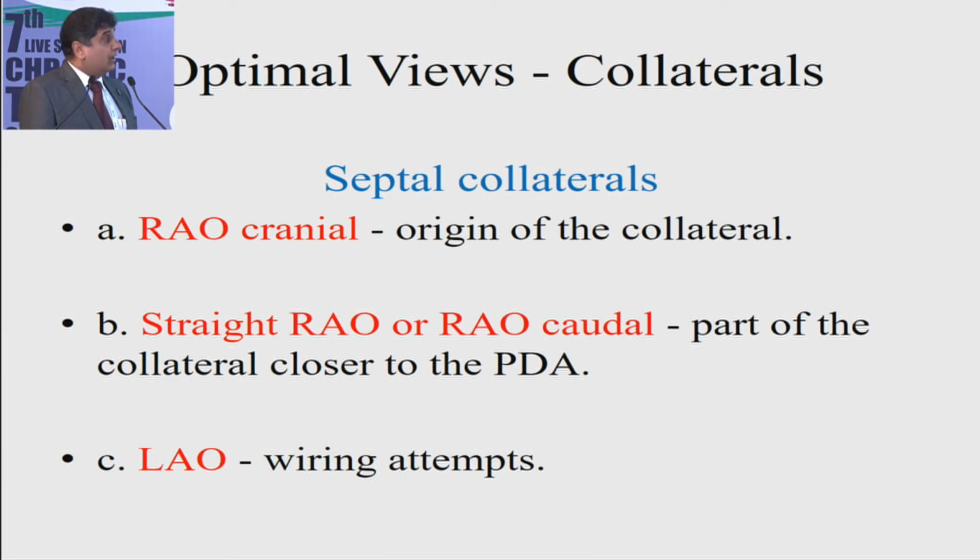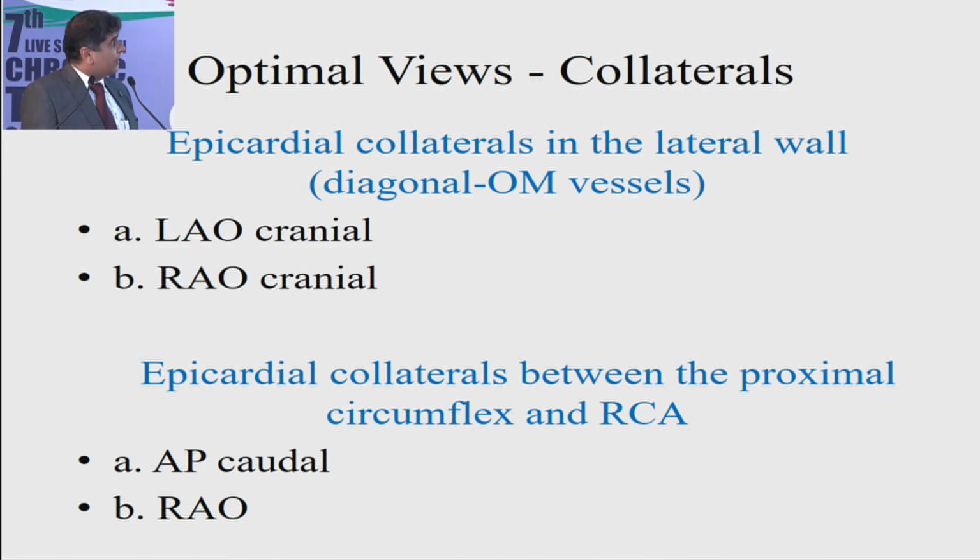Some of the collaterals, the septal collaterals, can best be seen in the AP cranial view. These are all optimal views. It can vary depending on the anatomy in a given case. And a straight AP or an AP caudal view to look at the collateral closer to the PDA, and most wiring attempts can be achieved in the LAO view. The epicardial collaterals in the lateral wall getting to the diagonal and the OM vessels are assessed by LAO cranial or AP cranial views, and the ones with the proximal circumflex and the RCA through the AP caudal and the RAO views.